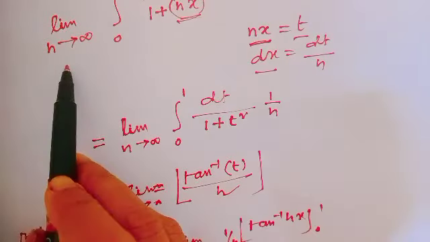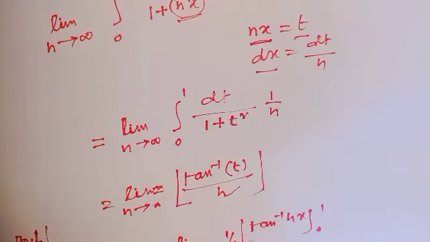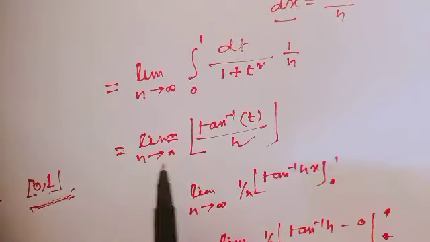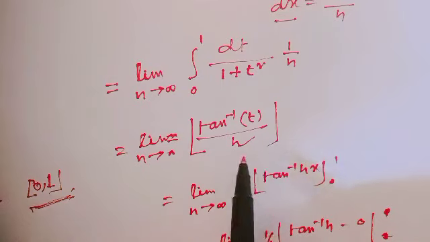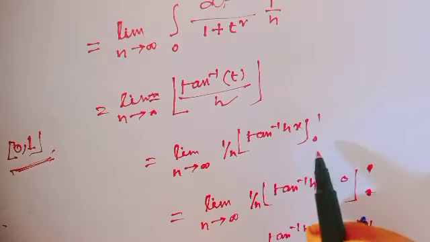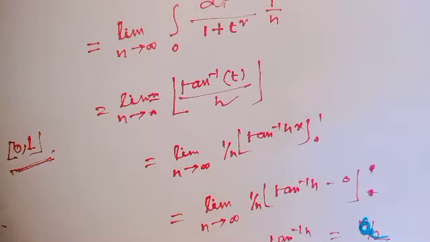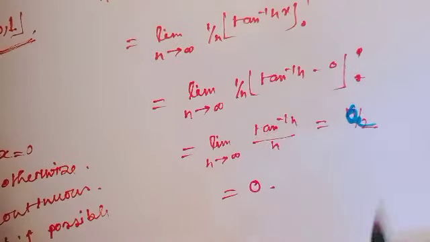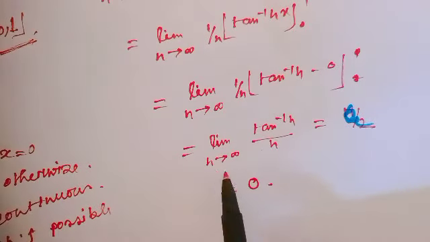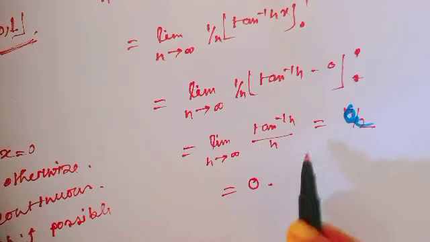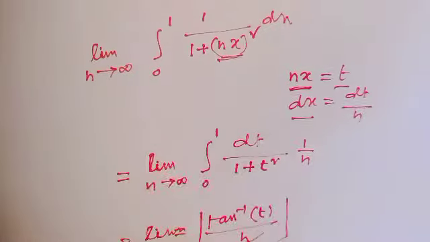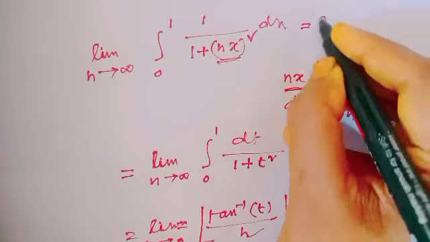And here the limit as n tends to infinity. Then this value would be, all of us know, the limit as n tends to infinity of tan inverse t over n, and this value from 0 to 1. Now after putting the value and applying the limit as n tends to infinity, this value would be 0. That means this value equals 0.